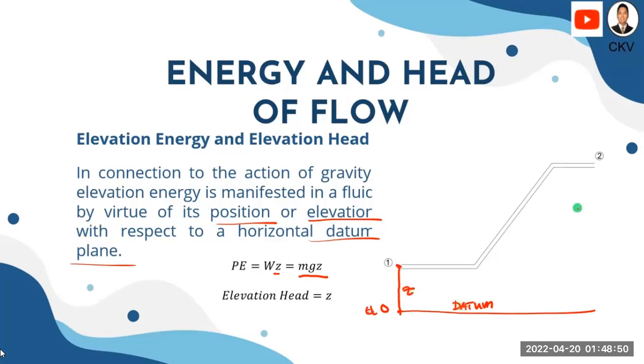So this is distance z. This is also distance z. Okay, z at point 1, z at point 2. So for the potential energy, for the equivalent elevation head, we only have z when we cancel out W. Okay, so again, the head, the elevation head or the pressure head for that particular energy, is just equivalent to the energy per Newton or energy per weight. So we only have z for the elevation energy.